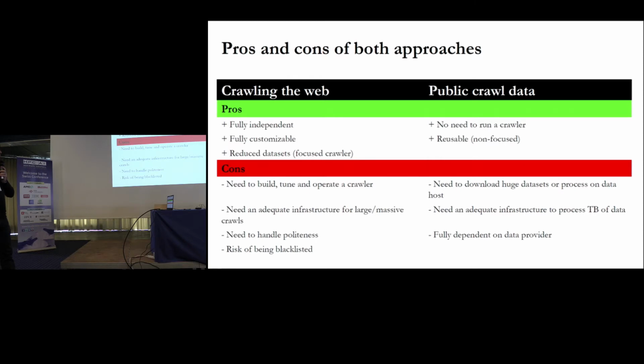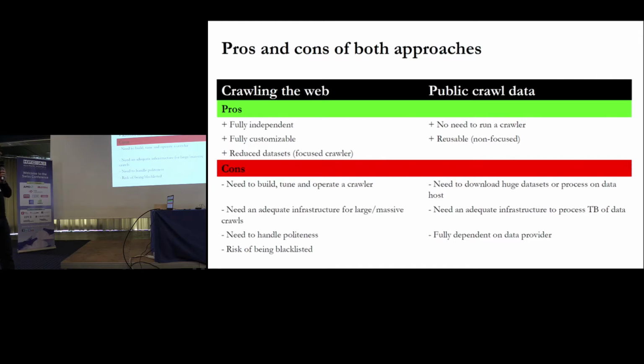If we compare both approaches, you have advantages and inconveniences on both sides. If you have to crawl the web yourself, the big advantage is that you become fully independent from external data sources. This is fully customizable. You can fully customize the crawler to your needs, which is quite nice as well. And in the case of a focused crawler, you can massively reduce the dataset size that you can further process afterwards.